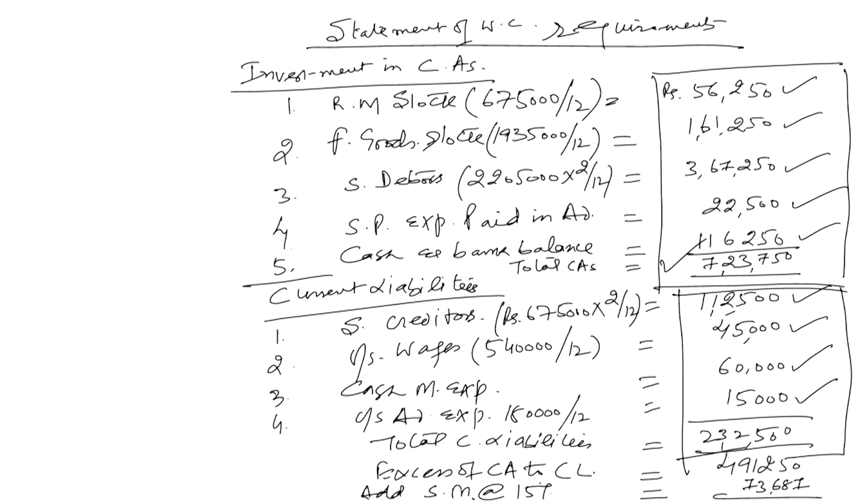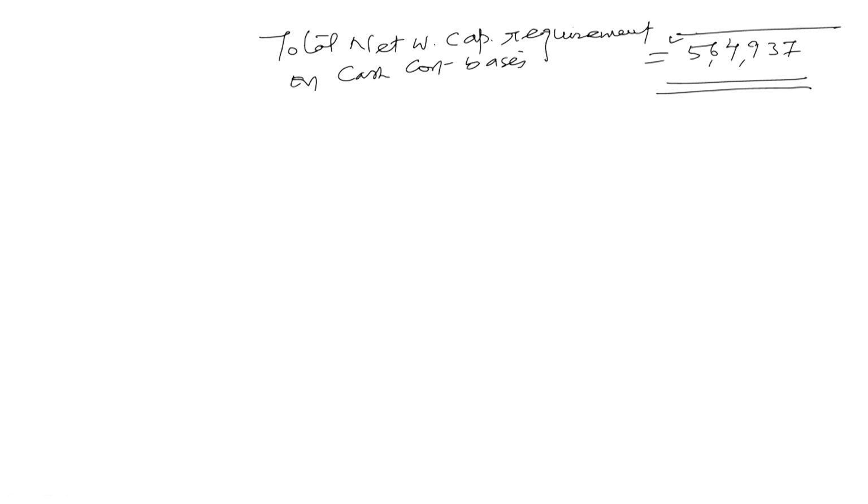Then we see that we have a further requirement of current assets which is more than the current liabilities. So, we will fund it from the short term sources first, that is borrowing from the bank or financial institutions or factors or maybe other sources, and if there is still a requirement, then that will be fulfilled from the long term sources. So, the total requirement we have worked out here is 564,937 rupees of working capital. This is the assessment of the total working capital requirement for this company.